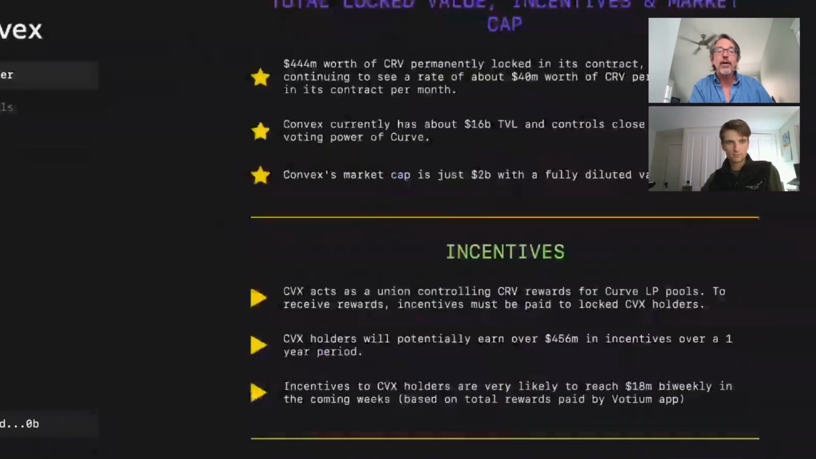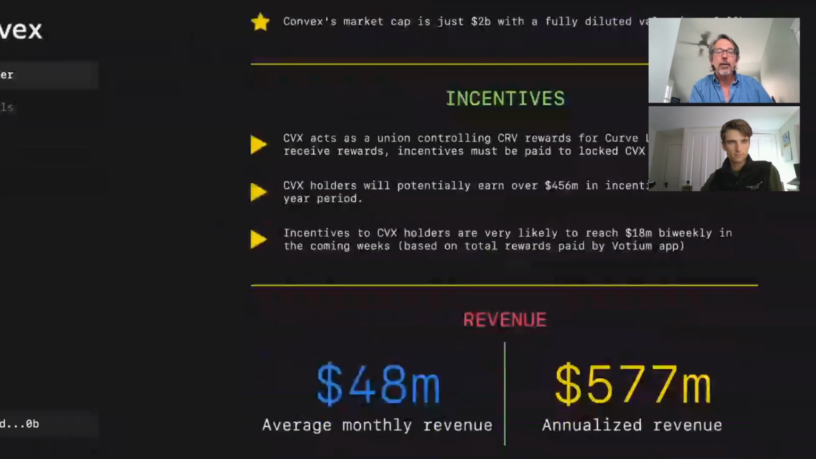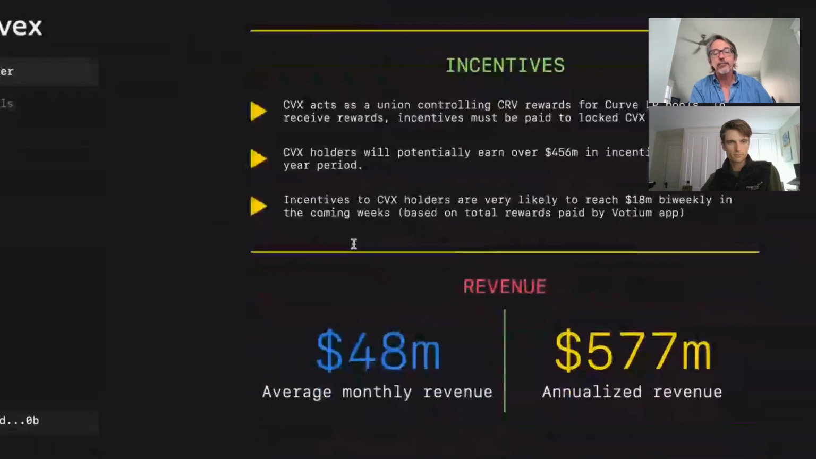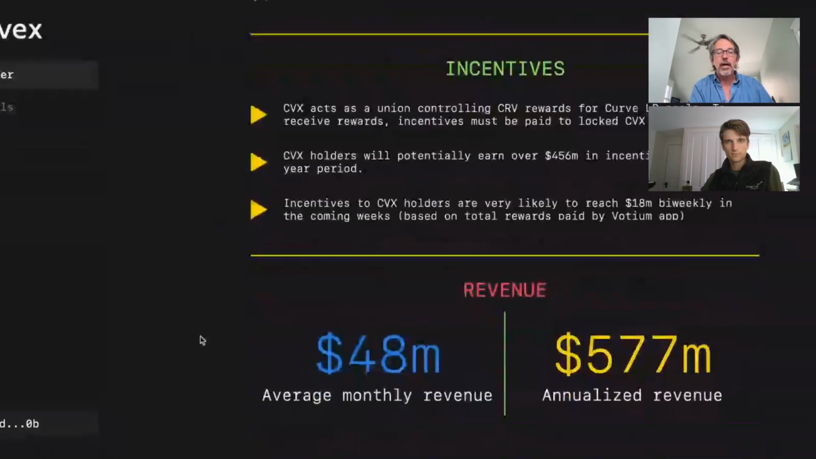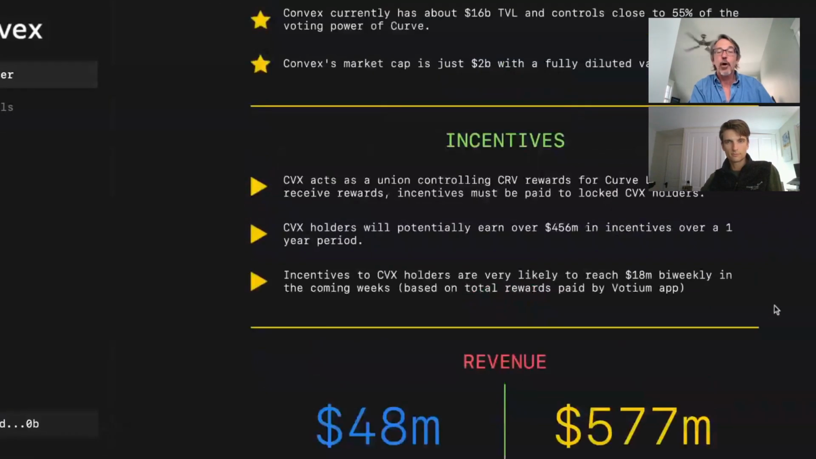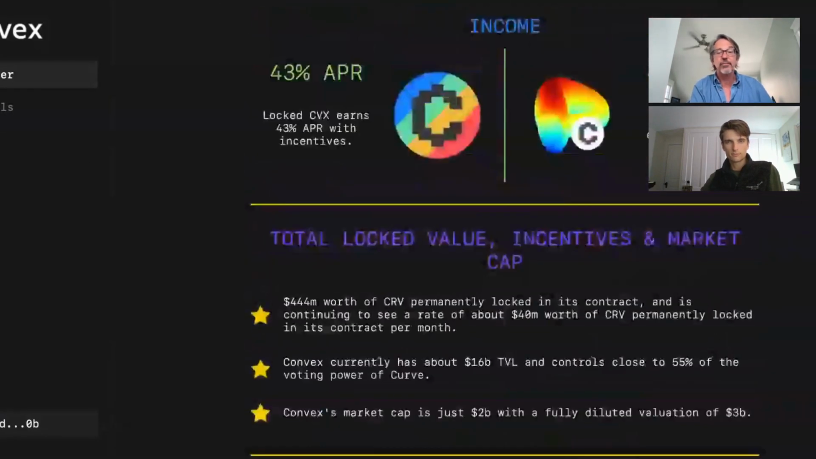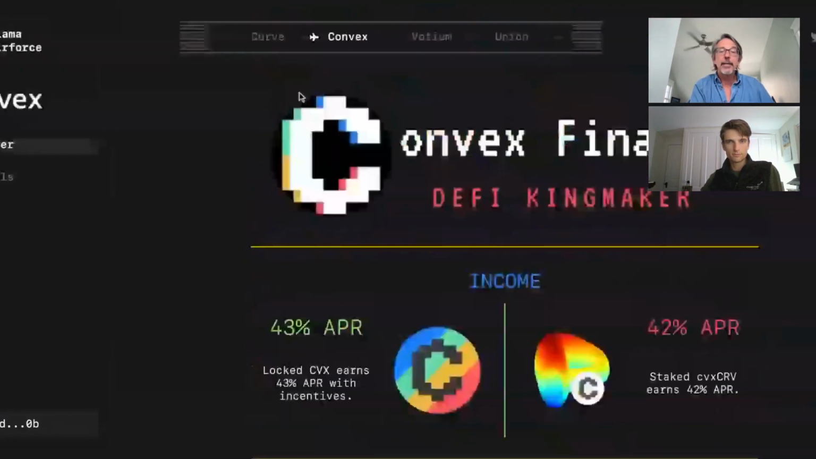So let's see. I don't know if there's anything else in here. Convex itself does about $48 million a month in revenue, and $500 million annually from all of their activities, which I think is pretty decent.